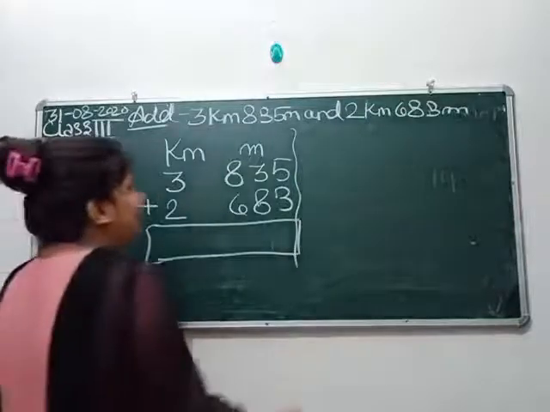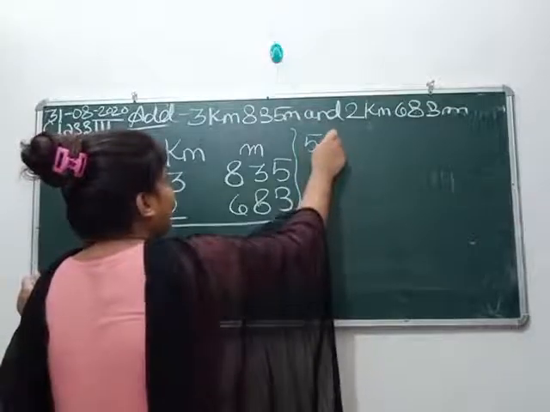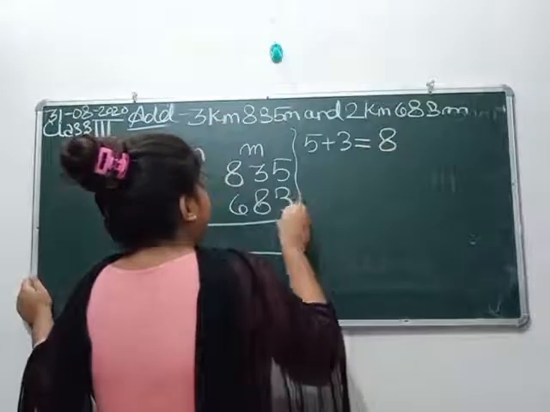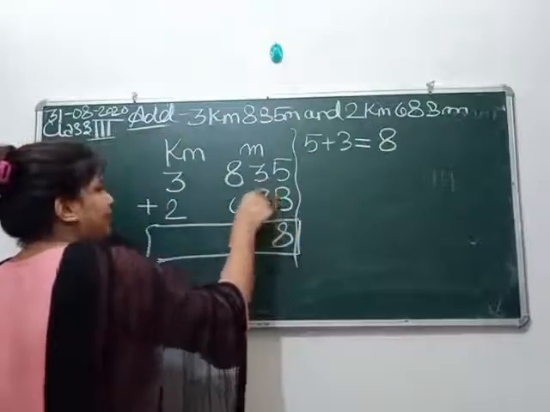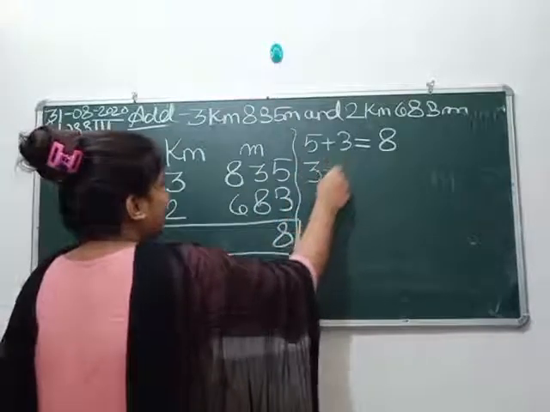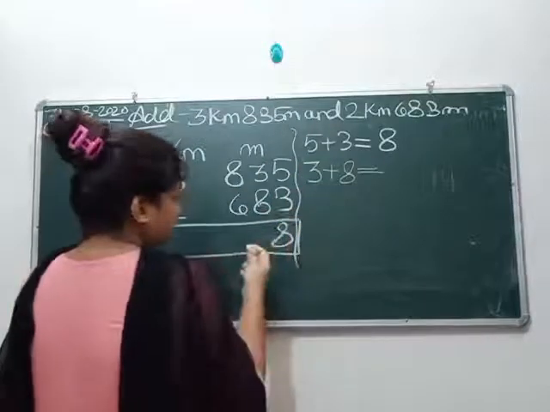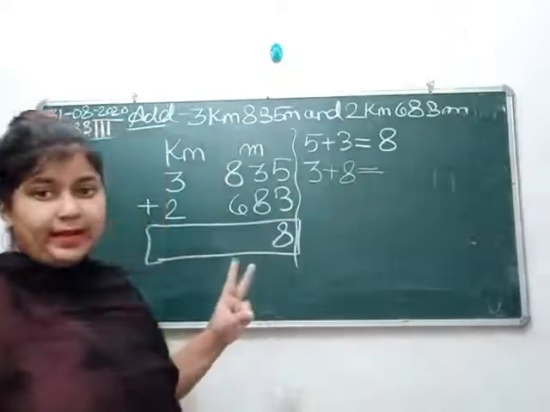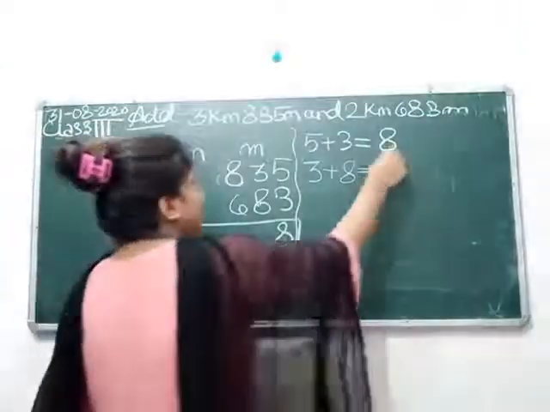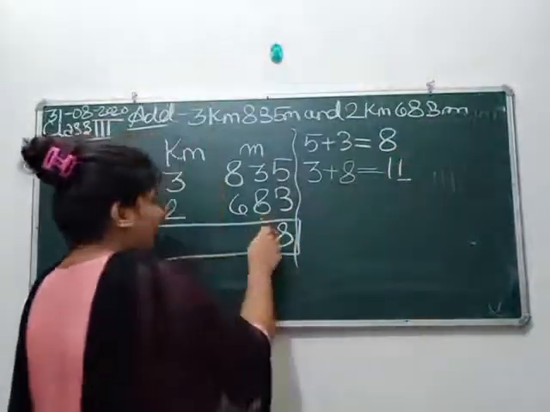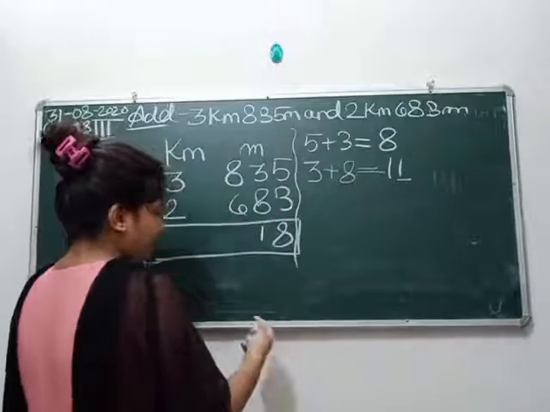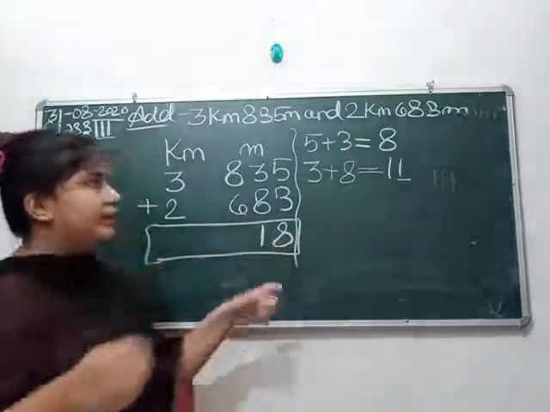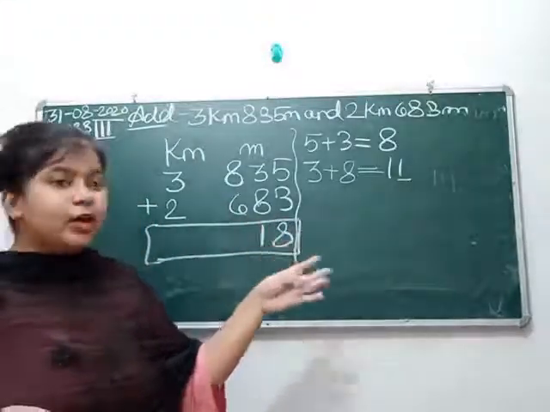So at the rightmost place we are having 5 plus 3. 5 plus 3 we will get 8, so we'll write 8 here. Now again we are having 3 plus 8. 3 plus 8 we will get 9, 10, 11. So we'll write 11, and for 11 we will write 1 only. Okay.